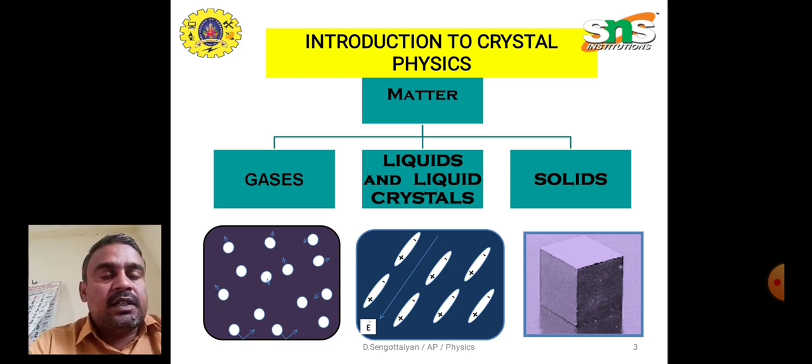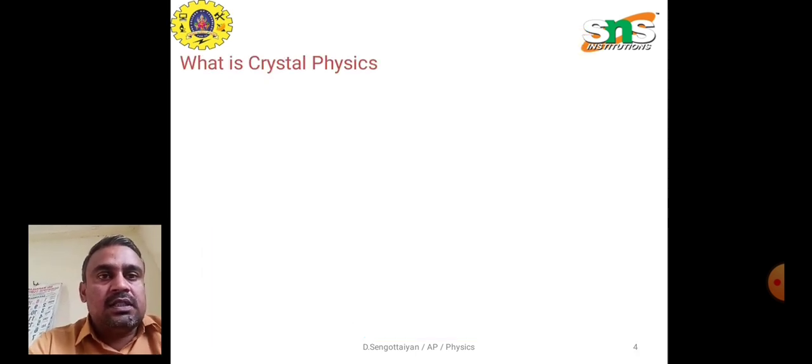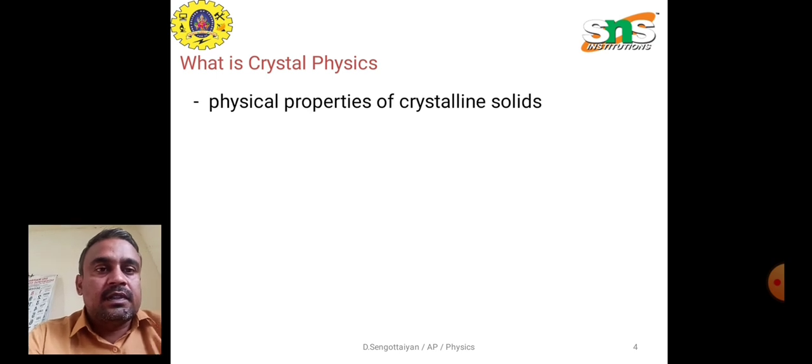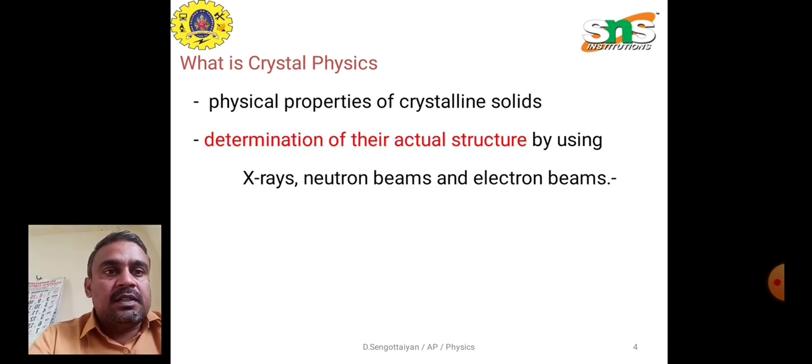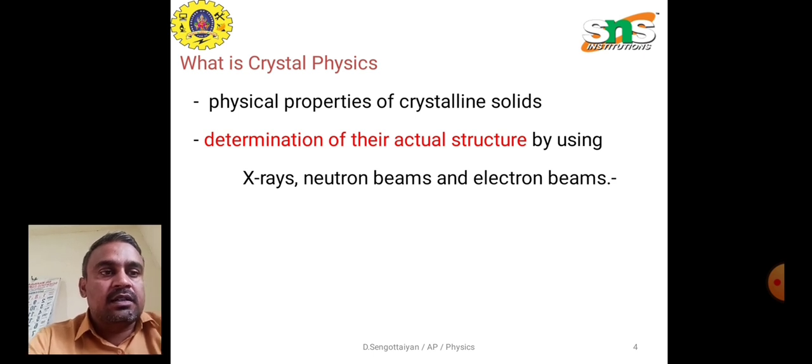In this world, which is fully filled with gases, liquids and liquid crystals, then solids. The next question is, what is crystal physics? It deals with the physical properties of crystalline solids and the determination of their actual structure by using X-rays, neutron beams, and electron beams.